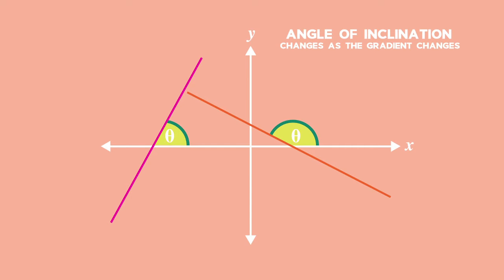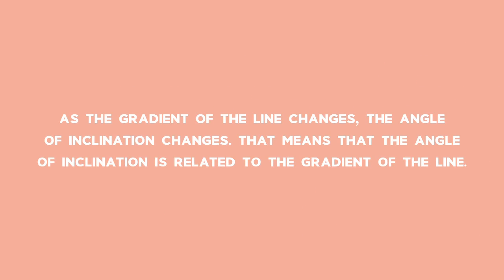So if we look at the gradient of the pink line, you'll see that the angle theta is an acute angle. But the angle of inclination on the orange line is an obtuse angle, an angle greater than 90 degrees. So what we're getting from this is that as the gradient of the line changes, the angle of inclination changes. That means that the angle of inclination is related to the gradient of the line.